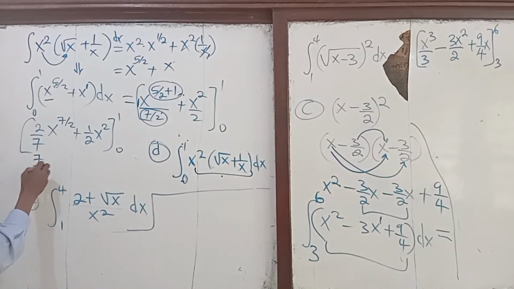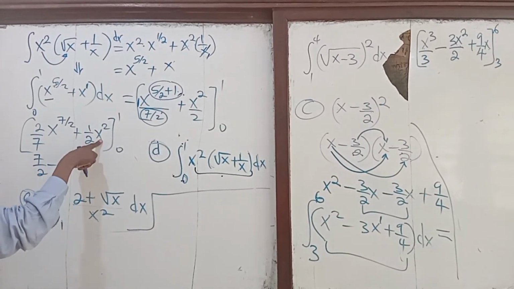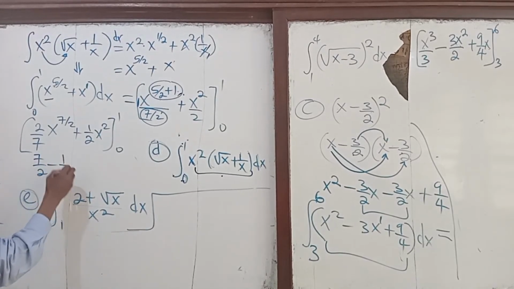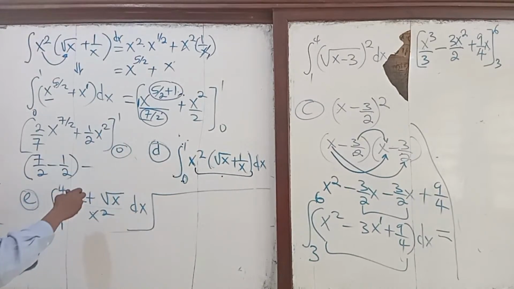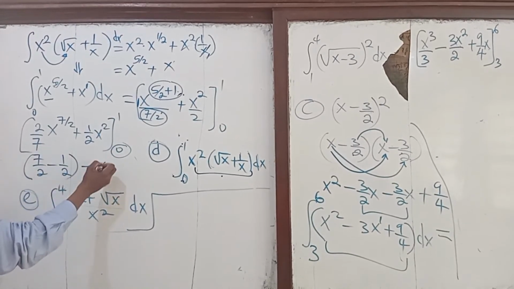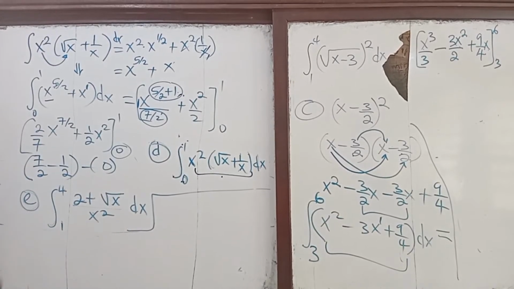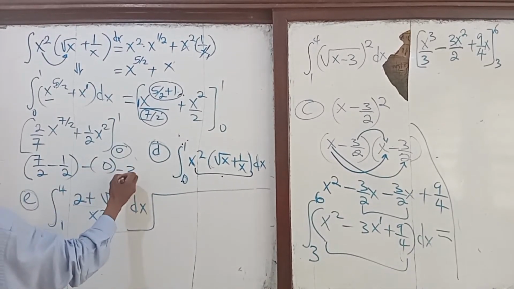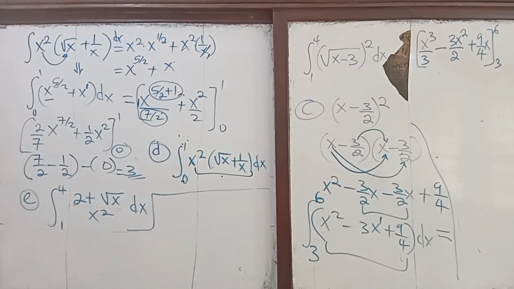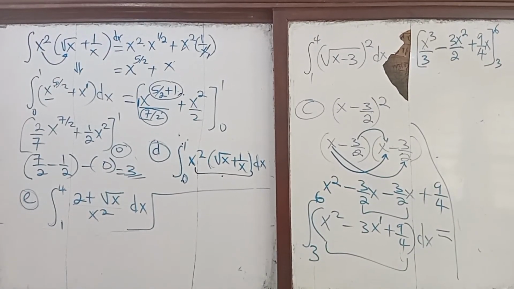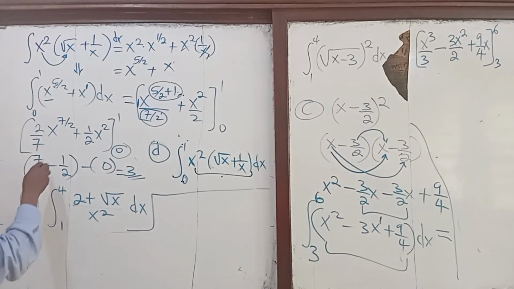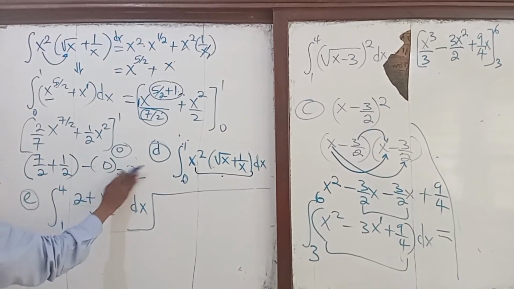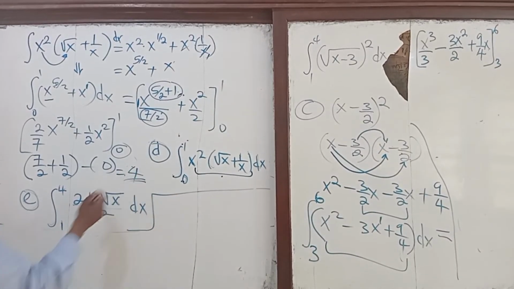So we have 7 over 2, minus 1 squared, that's 1, minus half, that's the upper boundary. Minus, next, substitution for the lower boundary. That will be 0 for that place. If you do this one, it's going to give us that 3 for that place. Sorry, this one is a plus. That's plus. So it's going to give us 4.